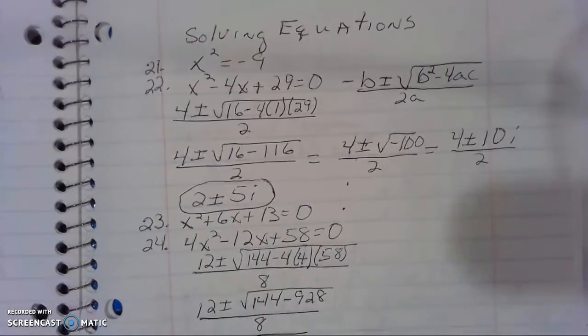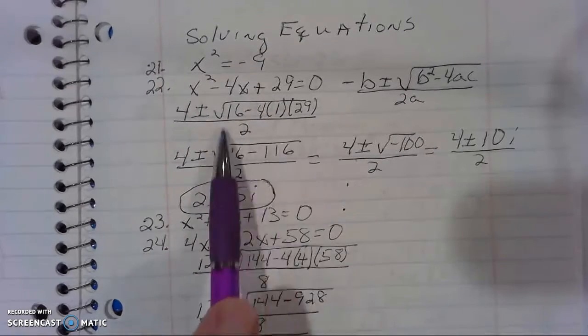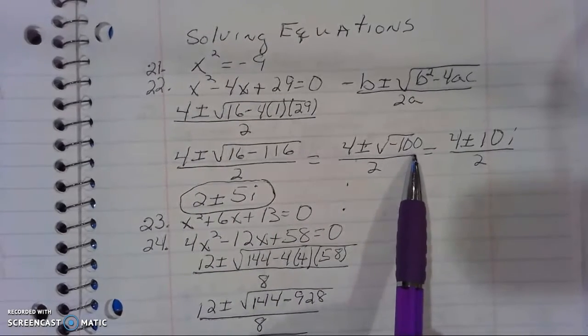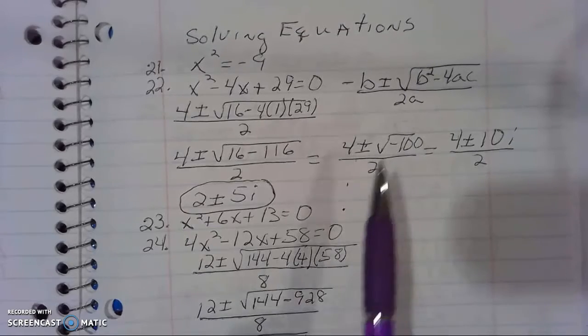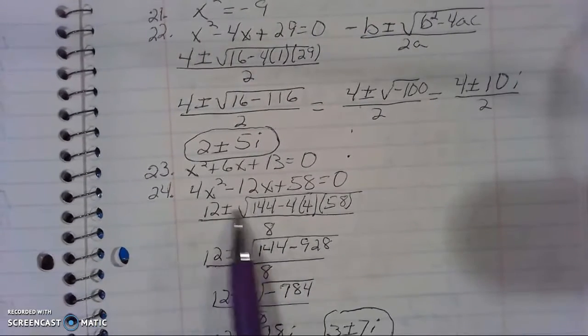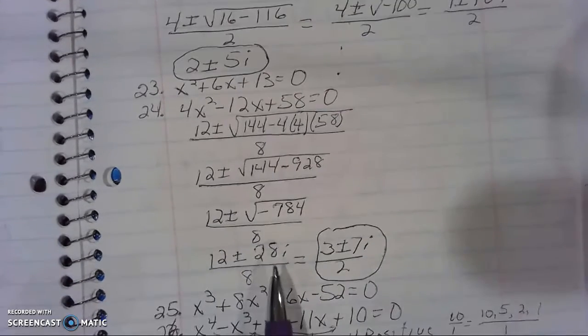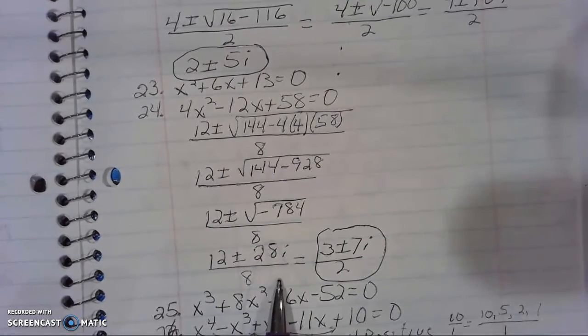Solving equations, number 22. Just go straight to your quadratic formula. We get the square root of negative 100. So that's 10i, remember. 24, quadratic formula again. Go through the quadratic formula and we get down to here. Remember to cancel your 4's.